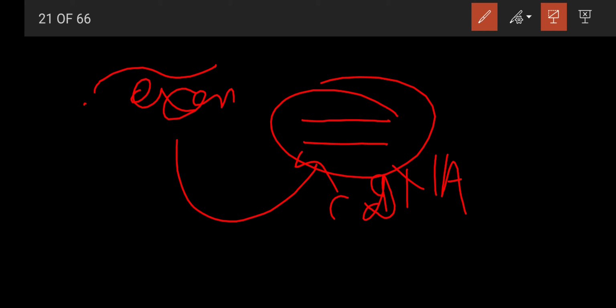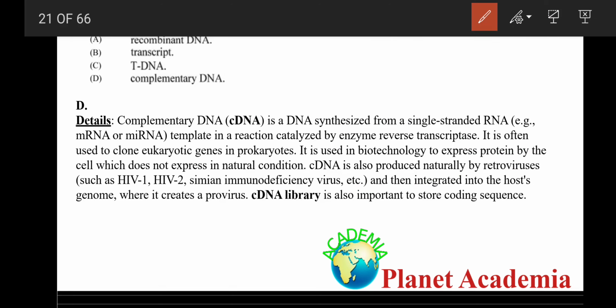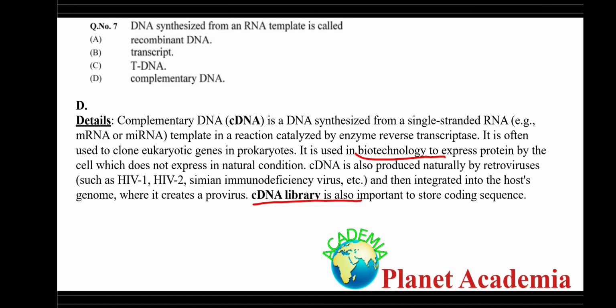So what is the advantage of cDNA? cDNA is more stable than RNA, and cDNA can be used to store only the usable, required functional sequence. So that's why it can be used in a cDNA library. You will study this in biotechnology, cDNA library. So you can understand now.